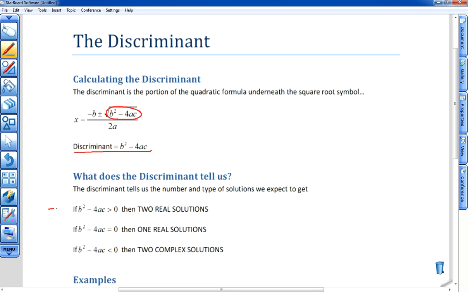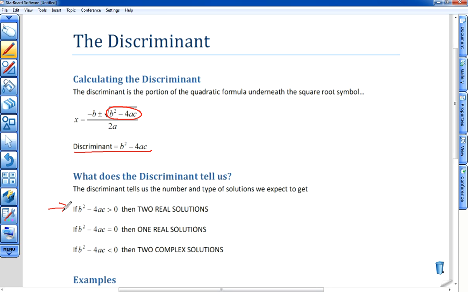The first scenario here is if the discriminant b squared minus 4ac is greater than 0, then you have two real solutions. We can see that that's the case because if the b squared minus 4ac is greater than 0, that means you have a positive number under the square root. Positive numbers under the square root give us real solutions, and two real solutions.